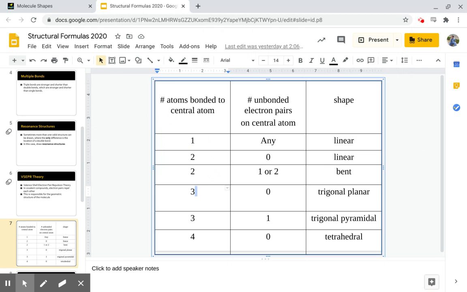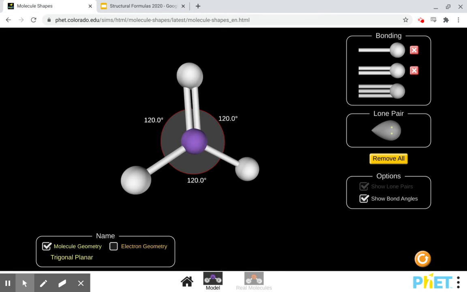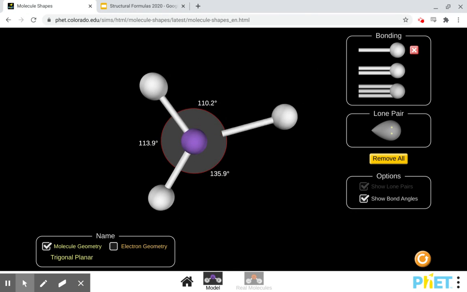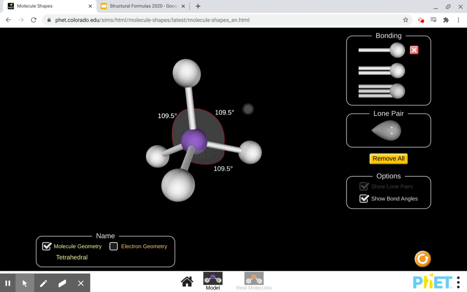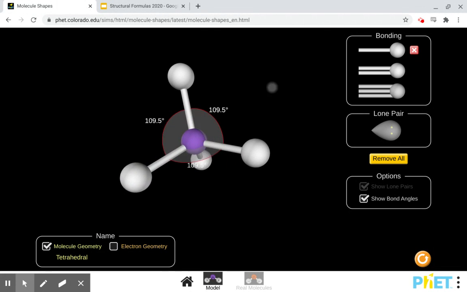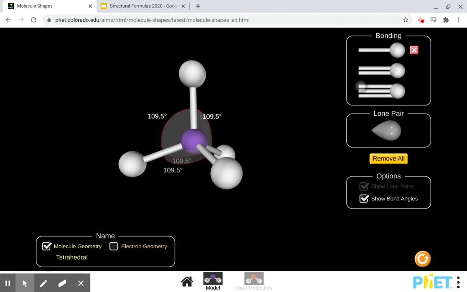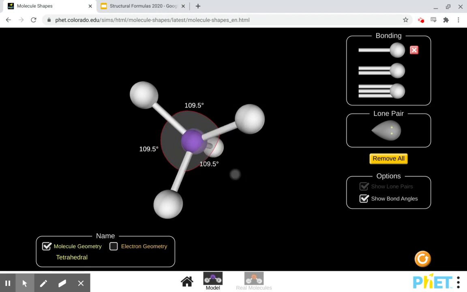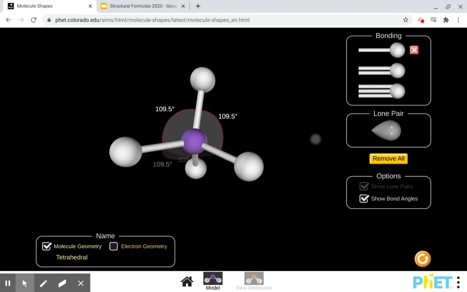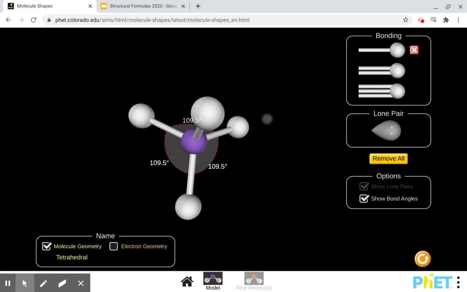If we look at something with 4 things attached to the atom in the middle, 1, 2, 3, 4 things attached, this shape is called tetrahedral. It makes the outline of a tetrahedron, which is a 4-sided object made of equilateral triangles, if you want the definition of tetrahedron. But all of these bond angles are 109.5 degrees.